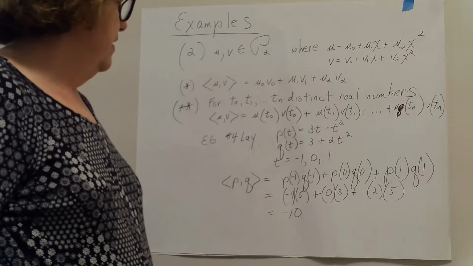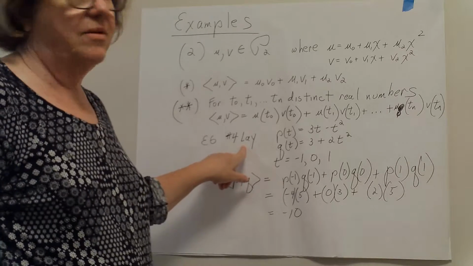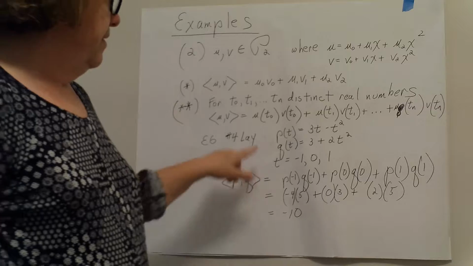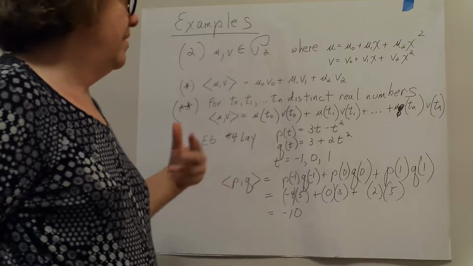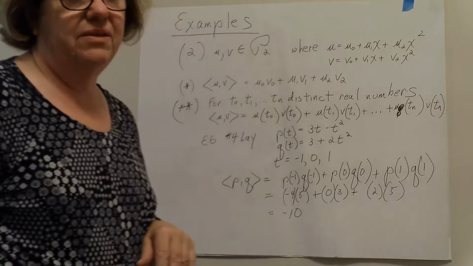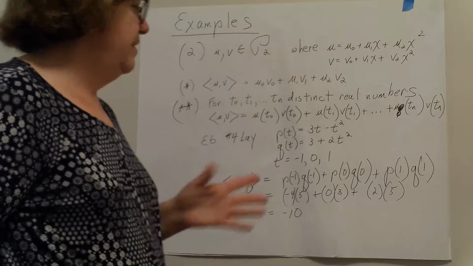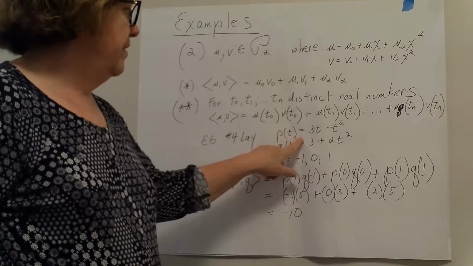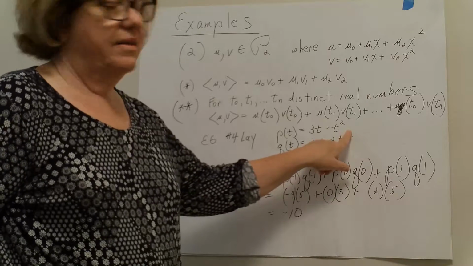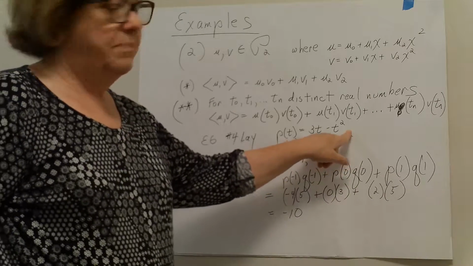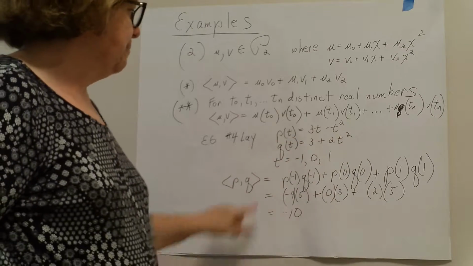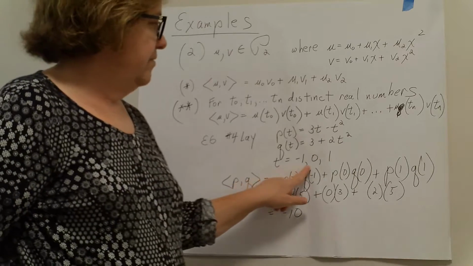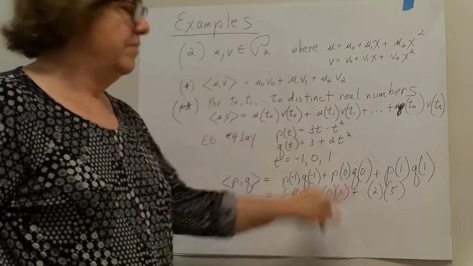For instance, this is an example from number 4 in the exercises in the Lay book. He uses P's and Q's, so we'll use P's and Q's instead of U's and V's. He uses T's. Fine. So we say one polynomial is p of t equals 3t minus t squared. That's obviously in P2. It's a polynomial of degree less than or equal to 2. Q of t is 3 plus 2t squared. And our distinct real numbers are -1, 0, and 1.